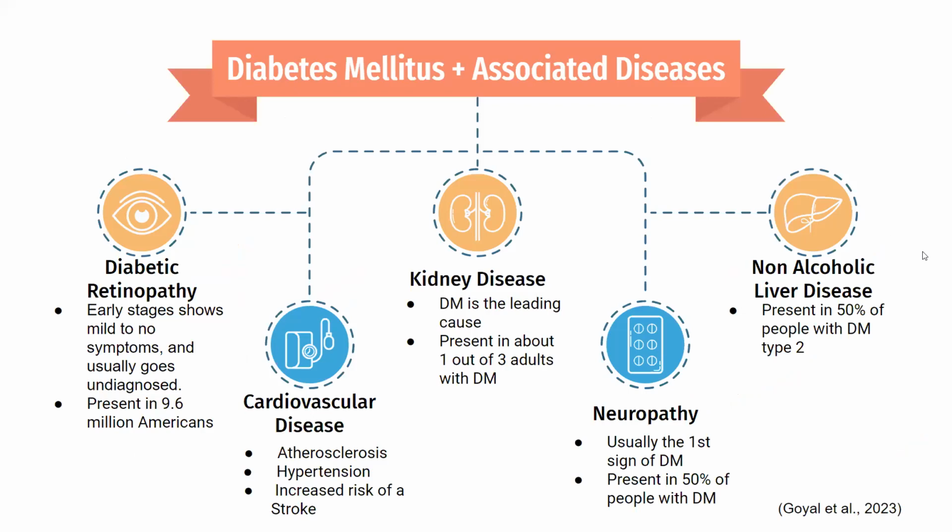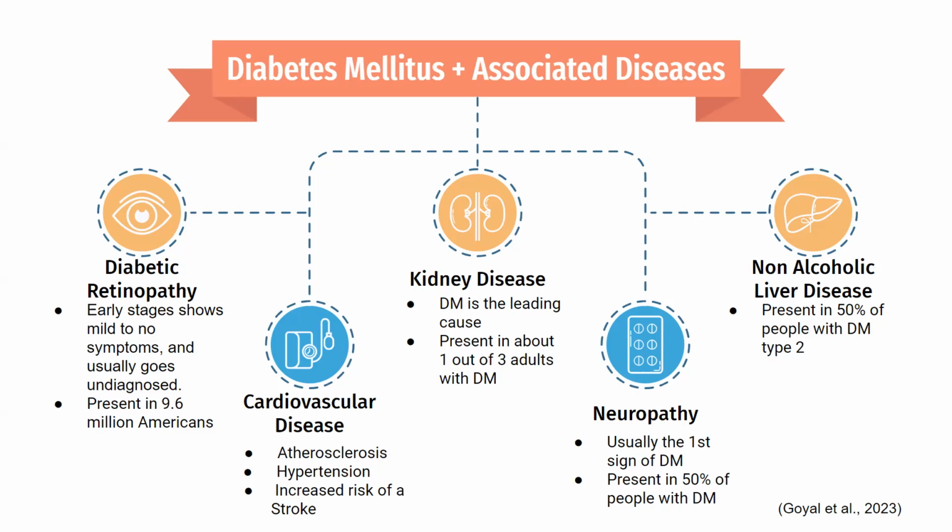Having high sugar levels in the body for a long time can damage both small and large blood vessels, which is why management of the disease is important to avoid damaging systems and organs such as the nerves, eyes, heart, kidneys, and liver. Diabetes is the leading cause of kidney disease. It is present in about 1 out of 3 adults with diabetes.